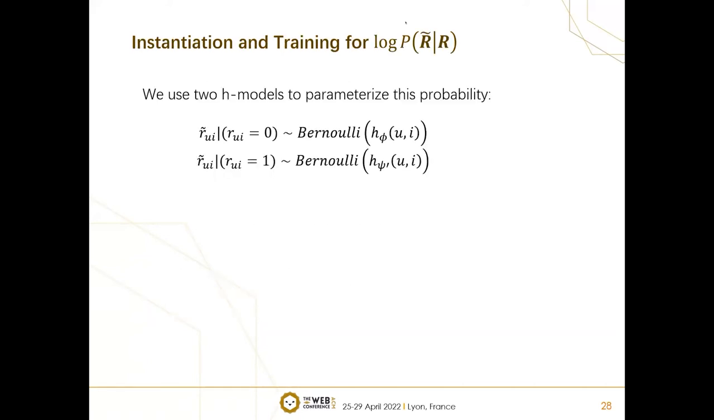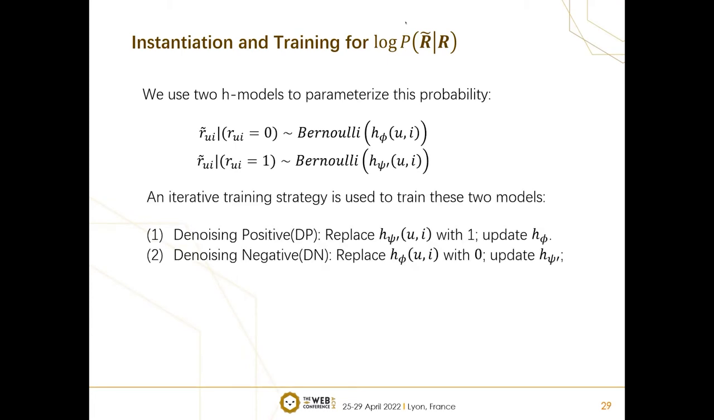We use two H models to parameterize the probability distribution. H phi is used to represent a distribution of i u i tilde given i u i equals zero. Then H psi prime will represent a distribution of i u i tilde given i u i equals one. Then we have used an iterative training strategy to train these two models. Of course, we have tried to update H phi and H psi prime simultaneously in each step, but we found that they will interfere with each other, especially in the early stages, which would prevent the H models and the target model from learning well.